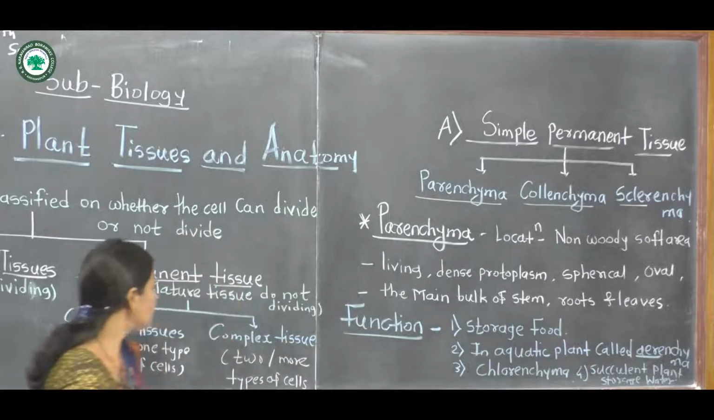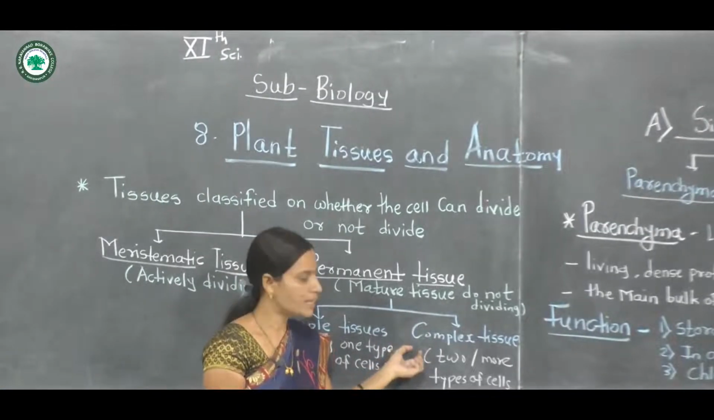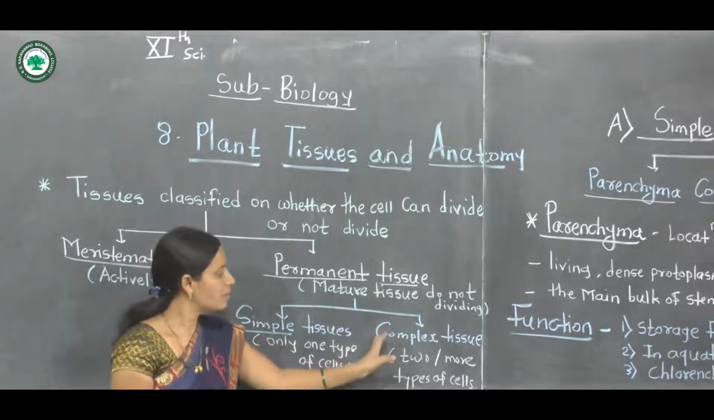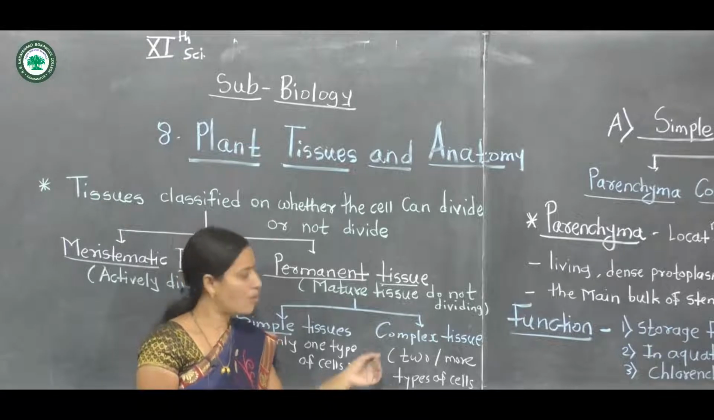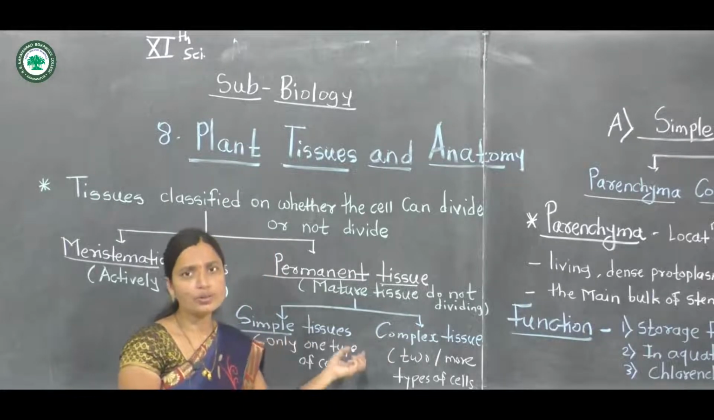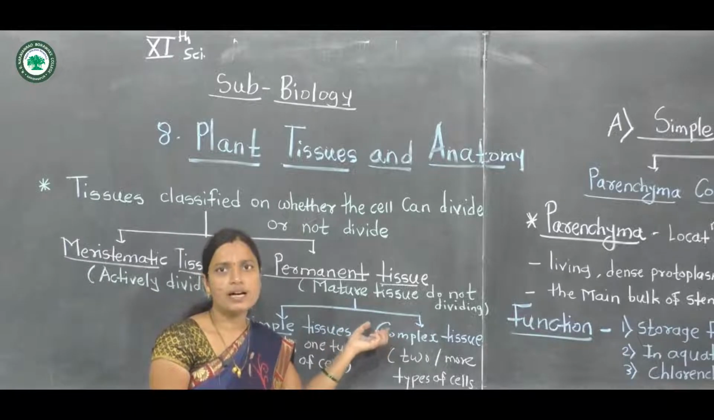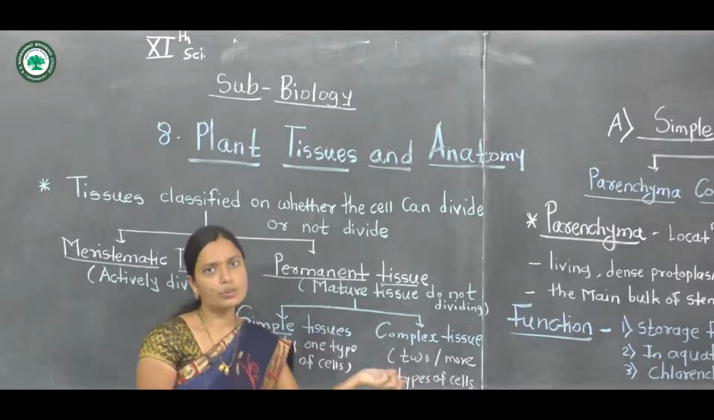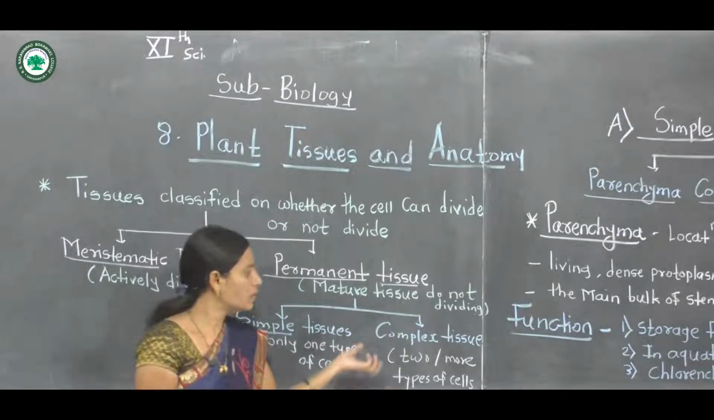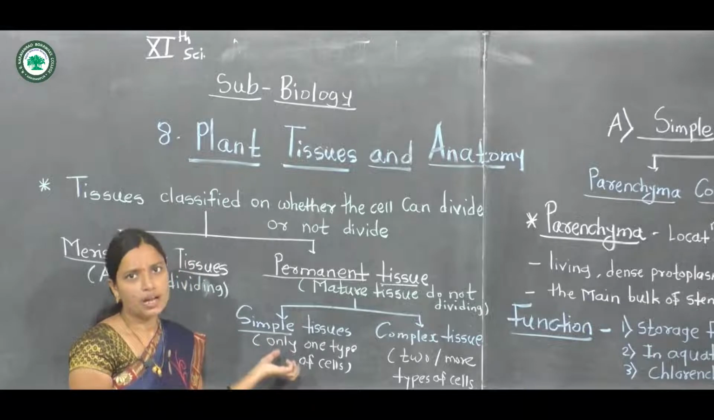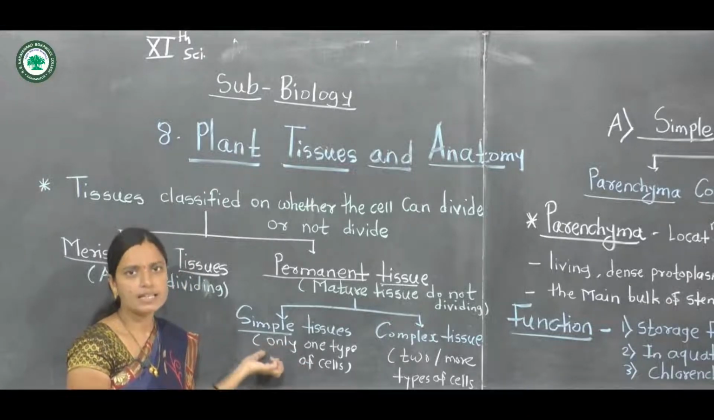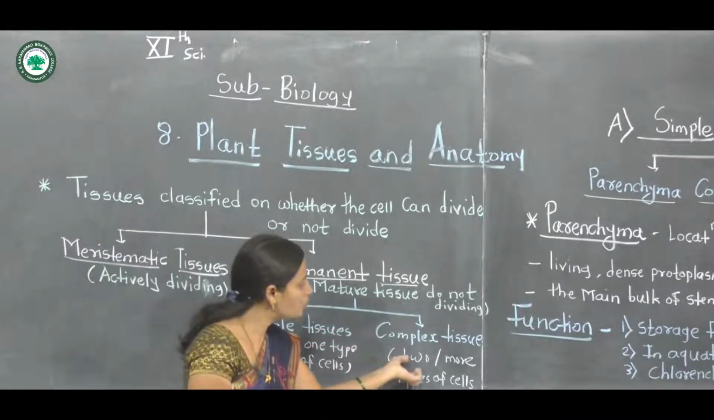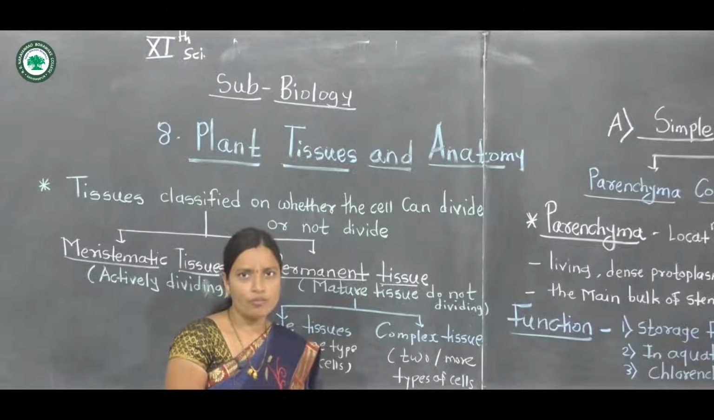Next, in complex tissues, two or more types of cells are produced. Different types of cells are formed in the complex permanent tissues. The complex permanent tissues are xylem and phloem. They form two or more types of cells. But in simple tissue, only one type of cell is formed; the cells are similar and no other cells are formed. In complex tissue, two or more types of cells are formed in the plant body.